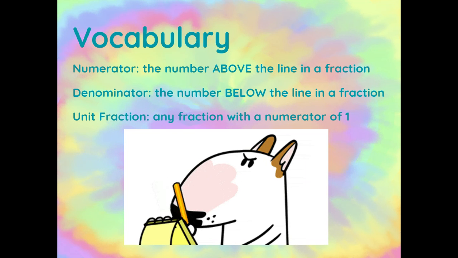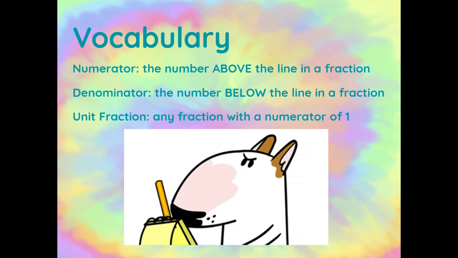All right, so we're going to review the vocabulary that we talked about on Monday. So numerator is the number above the line in a fraction. We remember this by thinking numerator starts with an N, and so does the word north. So numerator is the north on the fraction. It's on top. The denominator is the number below the line in a fraction. Denominator starts with D, and so does down. So the number that's down on the bottom of a fraction is called the denominator.